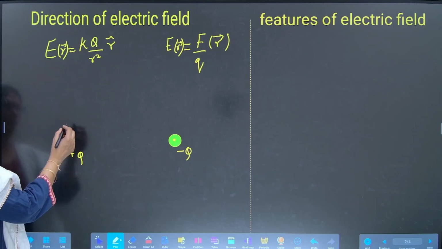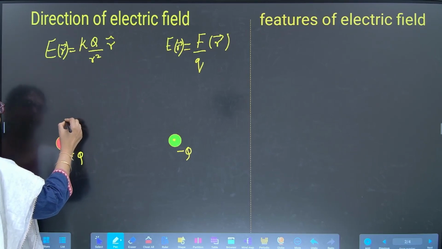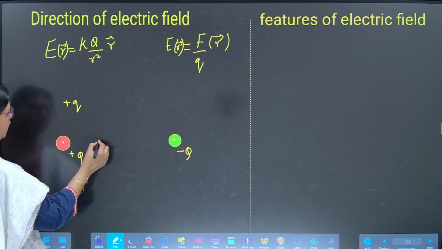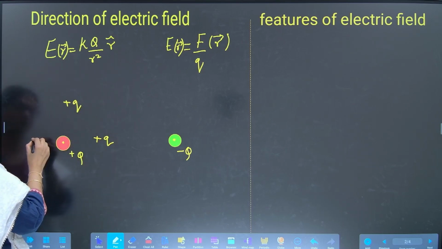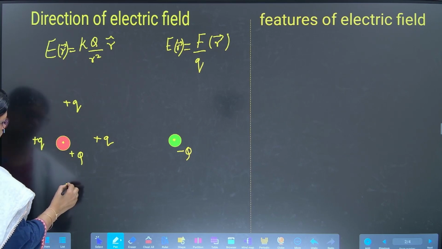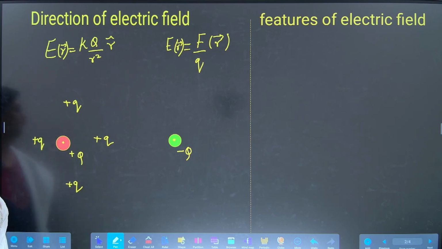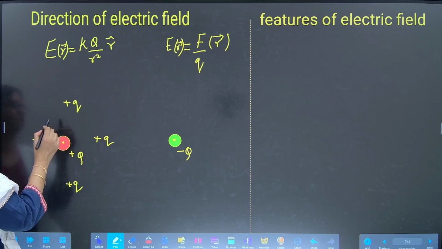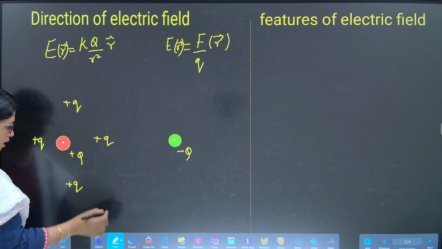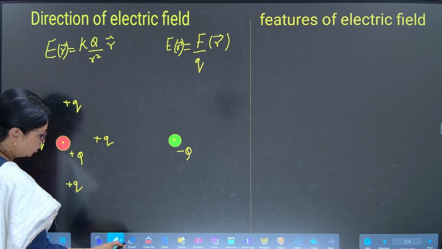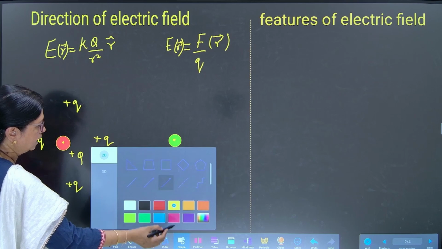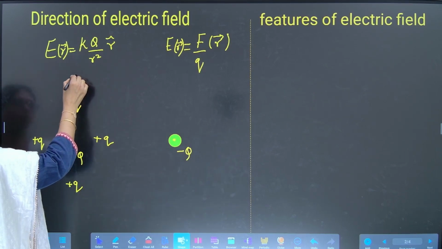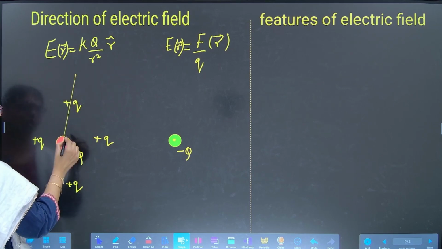So now we draw the direction of electric field around the positive source charge, placing positive test charge plus Q around it. Okay, and as we know from the definition, electric field of this charge is the force on this charge. Okay, and there is a force of repulsion. So what shall we do? We shall directly draw a line joining these two charges.